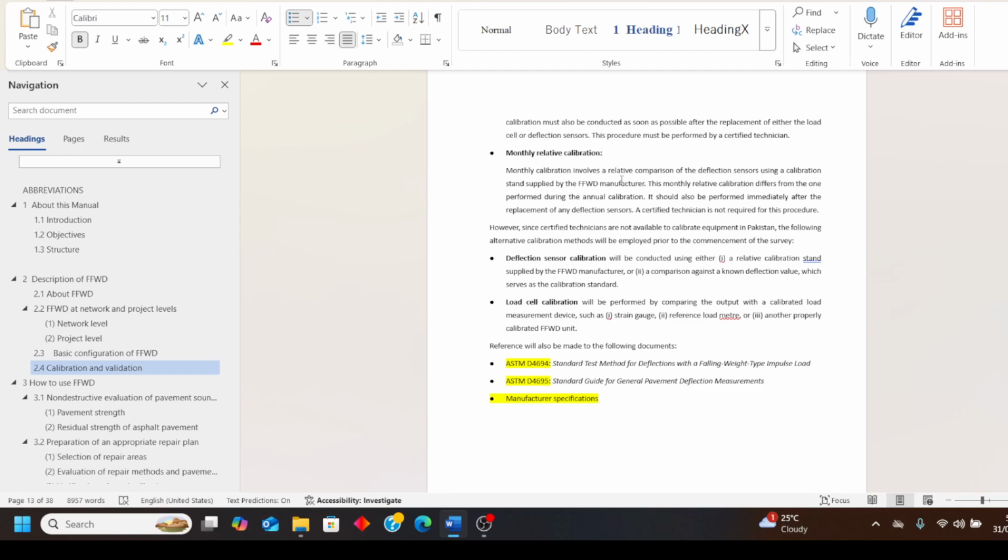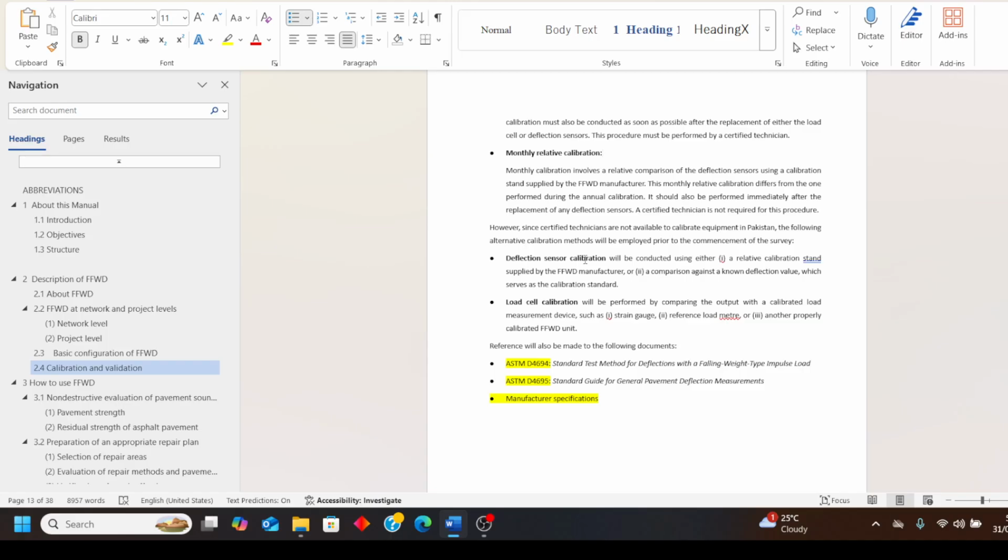So, what can we adapt for Pakistan as per this manual? Since Pakistan does not have certified FFWD calibration technicians, as an alternative approach we basically use this method of deflection sensor calibration.